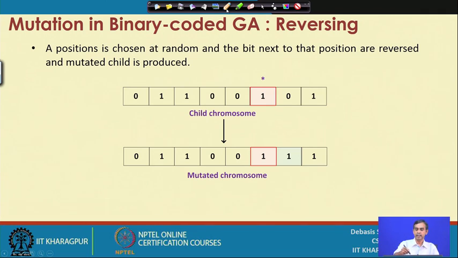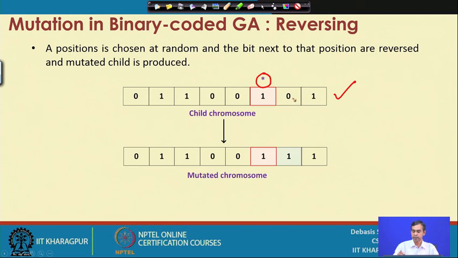So, the idea is that you first generate a random number, or we can say decide a bit position at random. For example, this is the child chromosome and we decide one bit position at random, this one. Then the procedure here is that either the previous bit or the next bit, whichever it is, we can flip it.